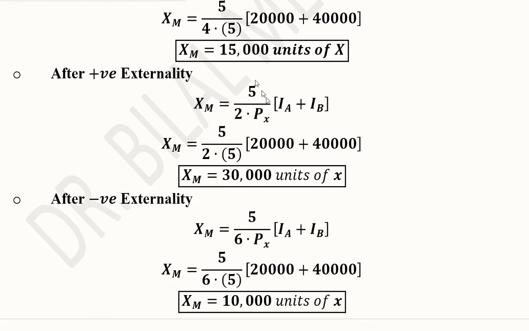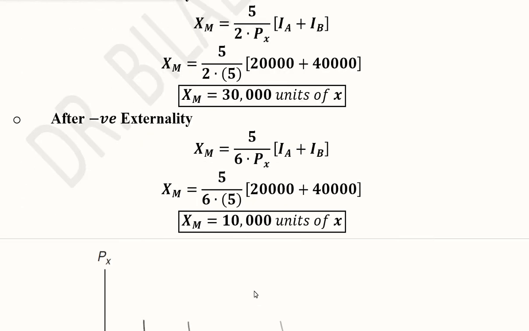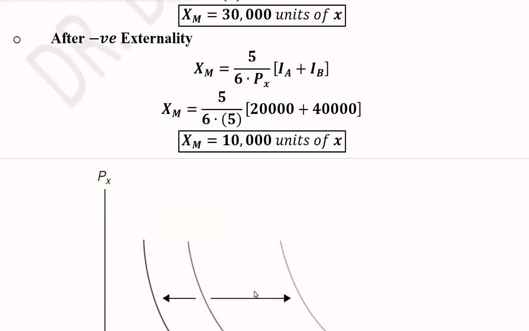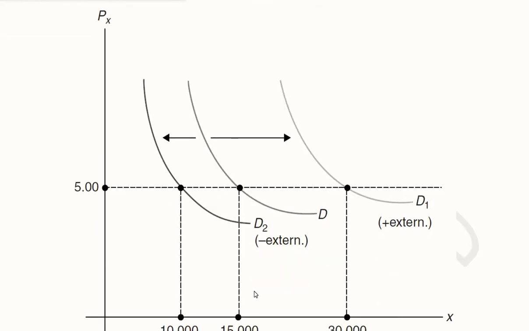So this clearly shows that the original market demand is doubled when it comes to positive externality, and it is reduced by a certain amount when it is the negative externality. So the numerical results are in line with the common sense and the logic that we have developed about the demand and the externalities. This diagram should help us to portray the findings of the numerical that we did.